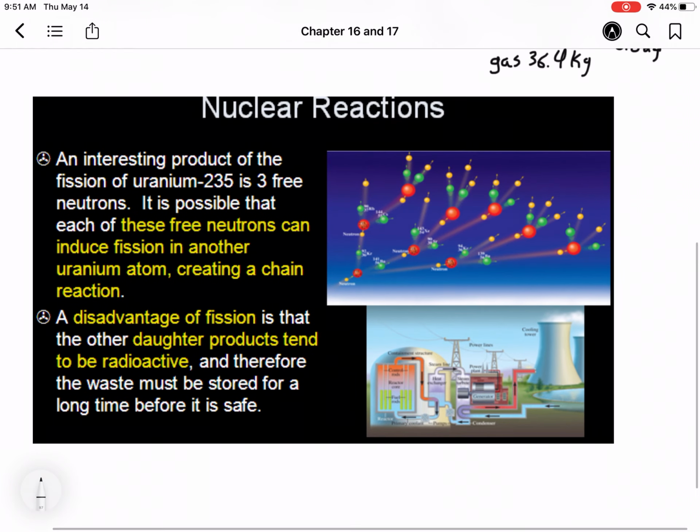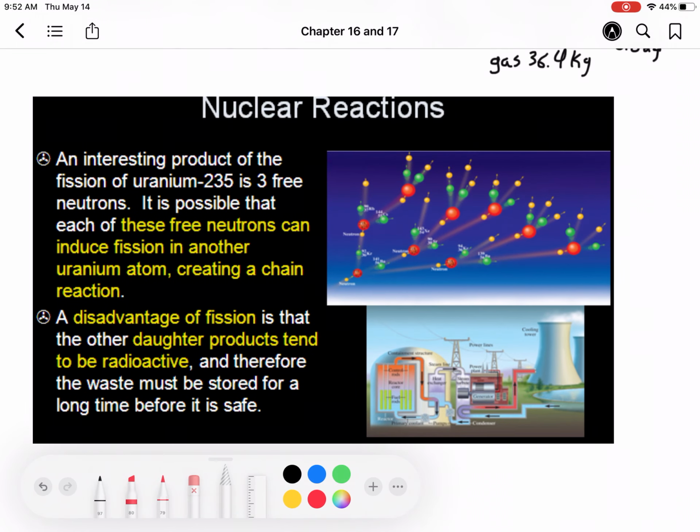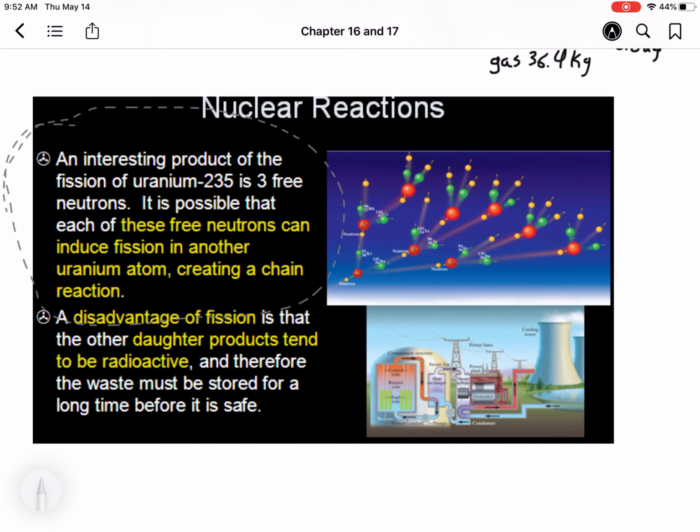All right. So this is the process I was talking about here, where we have one neutron, then we get some extra neutrons, then we get some more extra neutrons, and it kind of goes on like that. So that's the interesting product: 3 free neutrons. It's possible each of these 3 can induce fission in another, and so we create a chain reaction. So you don't actually need to bombard the whole bar of uranium with neutrons. You just need to get the reaction going.